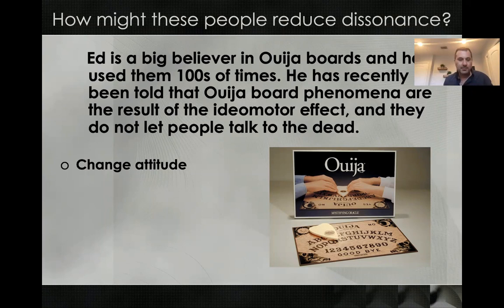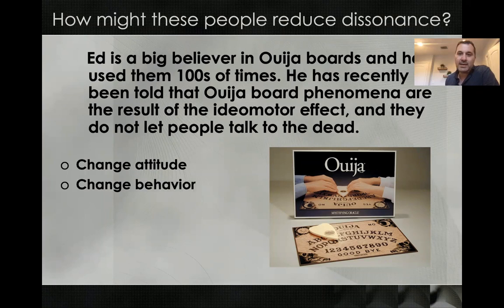So remember, the confirmation bias says that once we believe something, we look only for information that supports our initial belief and we dismiss other types of evidence. And part of the reason why the confirmation bias exists is because if we were to accept contradictory information to what we already believe, that would produce cognitive dissonance. So there's a relationship here between confirmation bias and cognitive dissonance. So Ed might simply dismiss my claims that Ouija board phenomena are the result of the ideomotor effect.